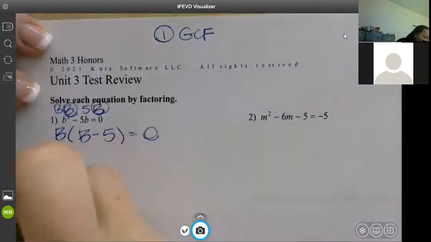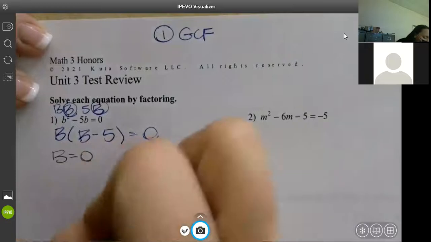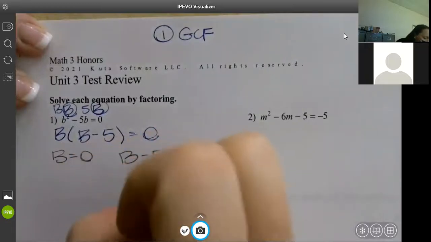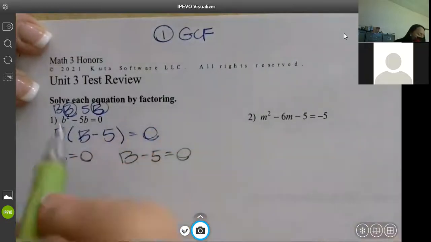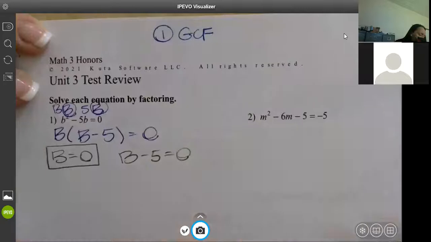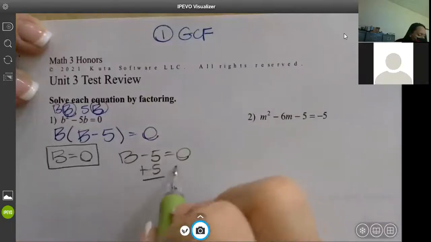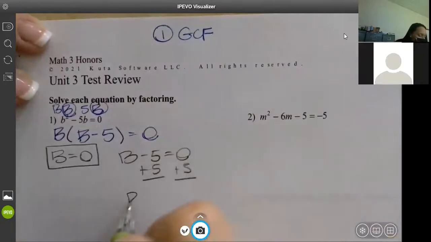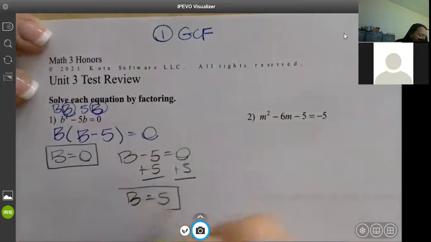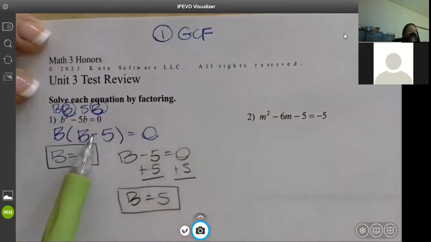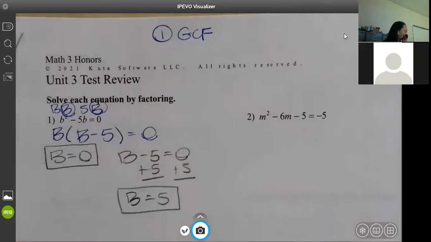Okay. You set both equal to 0. This one is finished. And then we're going to get B by itself. So on this one, we're going to add 5, and we get that B equals 5. Remember the cheater method I told you, if it's inside of parentheses, you take it out, you just change the sign. Okay. So that one is just a GCF.